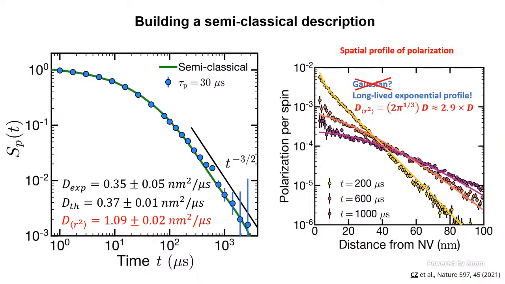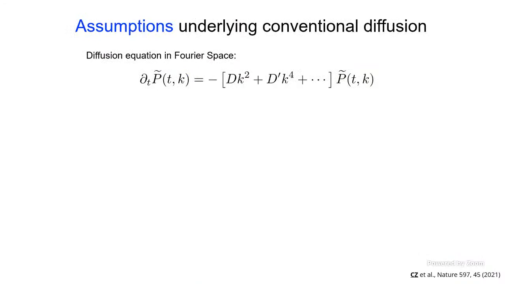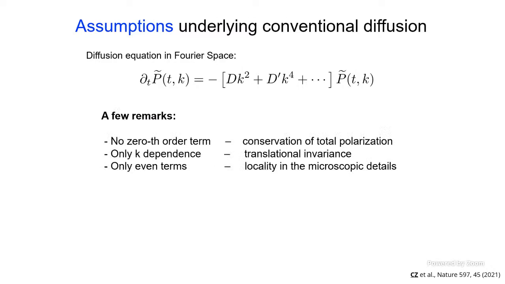So in this case, let's go back to the assumption underlying conventional diffusion. In the diffusion equation, if you write it in Fourier space, in K space, we can expand all the terms like this. There are a few remarks. First, there is no zeroth order term, which means there is a conservation of total polarization. And there is only K dependence because there is translation invariance. There are also only even terms of K, which means locality in the microscopic details.